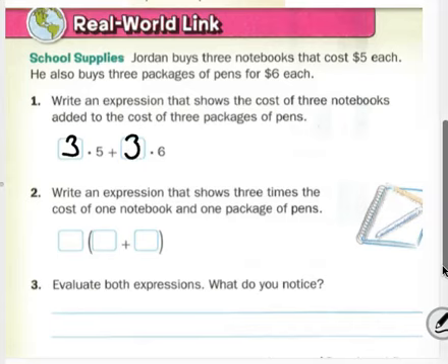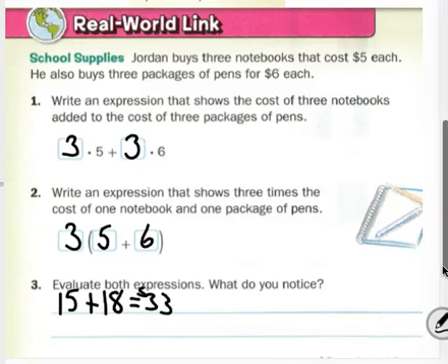All right. So number 2 says write an expression that shows 3 times the cost of 1 notebook and 1 package of pens. So we want 3 times that cost. Well, that would be the cost of the notebook and the pens added together, and then we would multiply that by 3. So we'd be looking at 3 times the quantity of 5 plus 6. All right, so let's evaluate both those expressions and see what we get. So with number 1, we have 3 times 5, which is 15, plus 3 times 6, which is 18. If we add those together, that gives us $33.